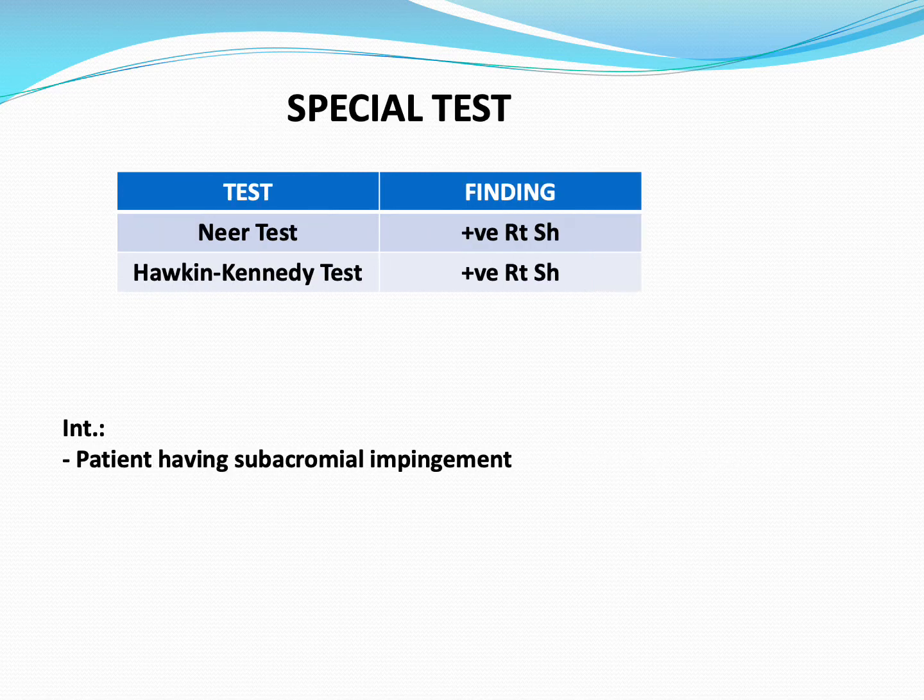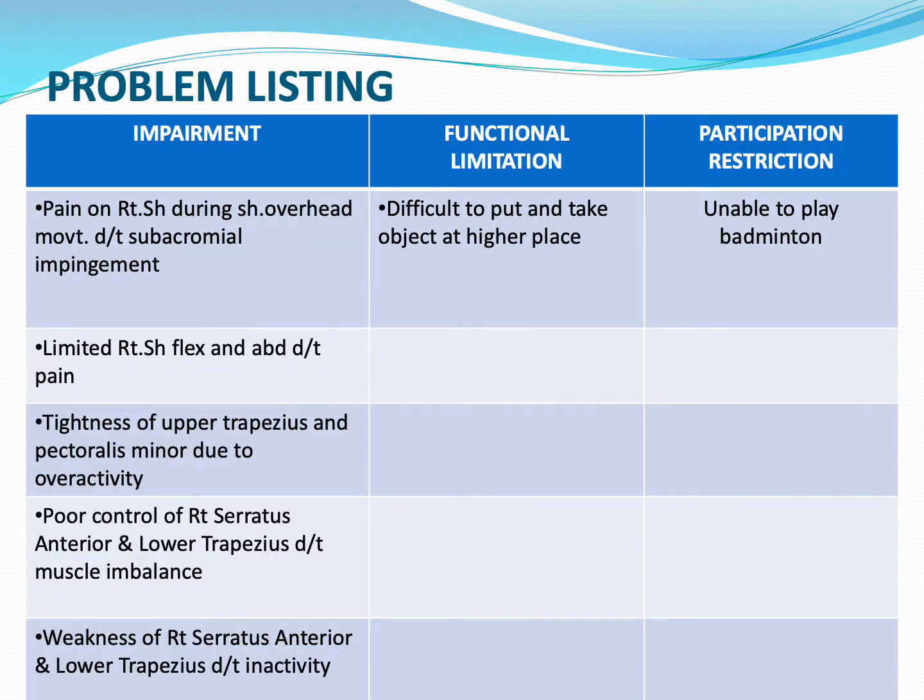Then what I did is special tests. This is to confirm for sure this patient has a shoulder impingement. I did two special tests, which are the Neer test and the Hawkins-Kennedy test. The result is positive for this patient. So this patient has subacromial impingement syndrome. This is what I found based on my assessment.